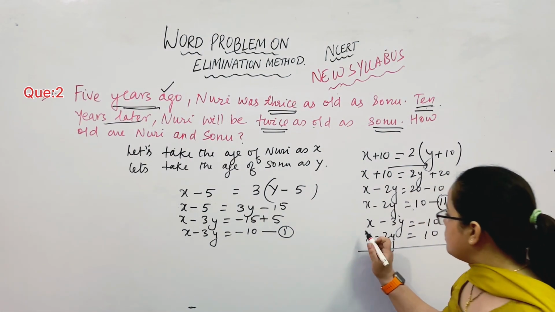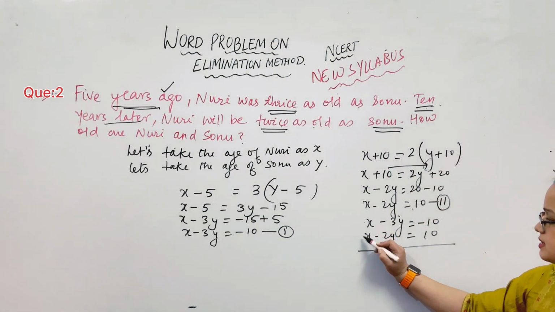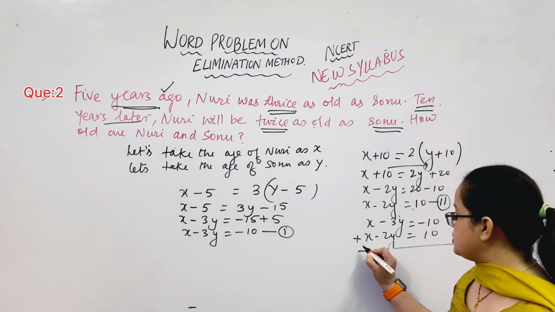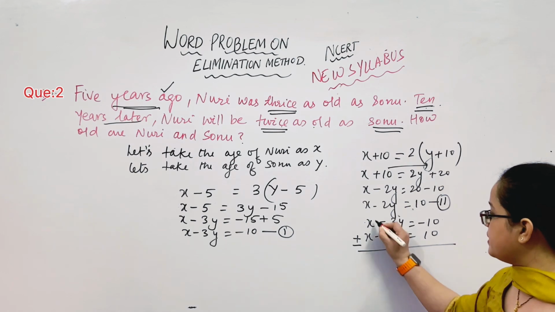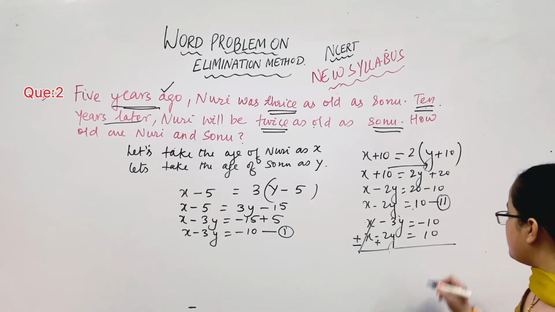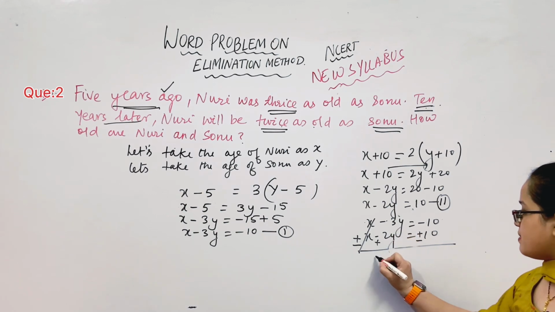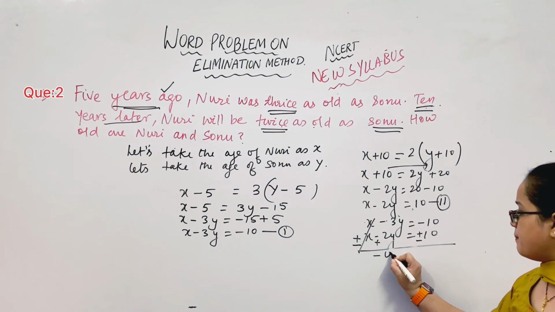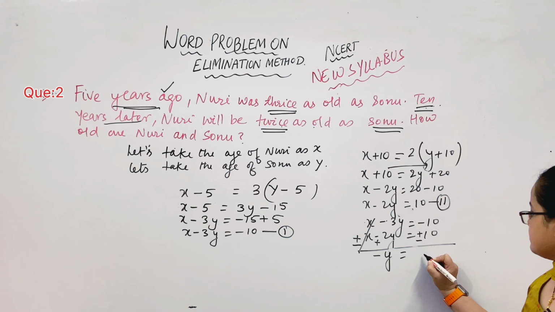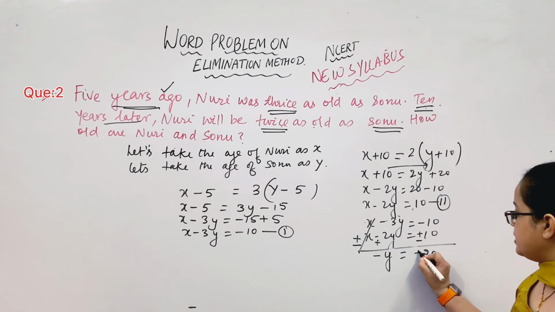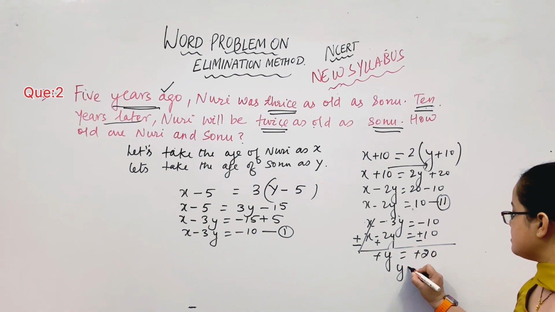Okay. So see, both the coefficients of x in these two equations are 1 and 1. So I'll just change the sign. Positive will become negative, negative will become positive. Positive will become negative. So minus, plus, minus. It will become minus y is equal to minus 20. So I'm getting y as 20.